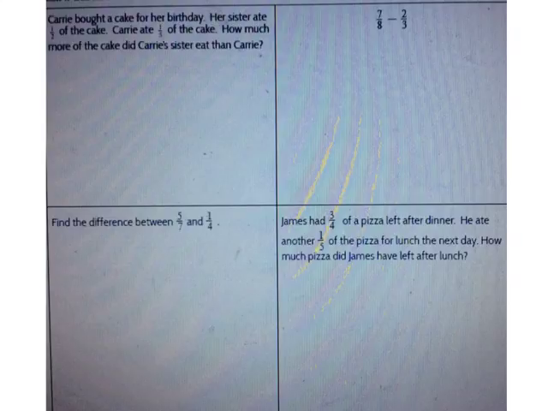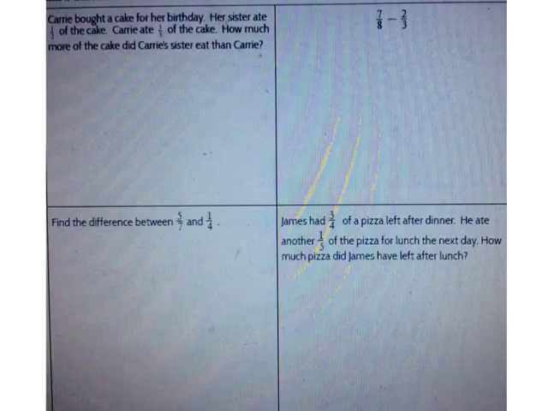Let's look at some subtracting fractions problems. First, let's read the word problem. Carrie bought a cake for her birthday. Her sister ate 1/2 of the cake, and Carrie ate 1/5 of the cake. How much more of the cake did Carrie's sister eat than Carrie?